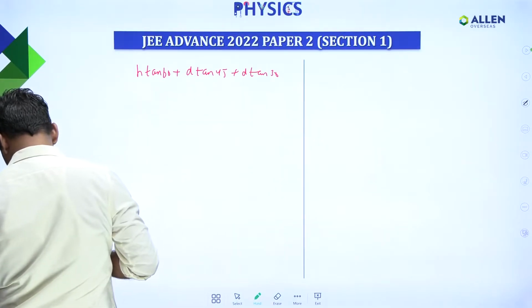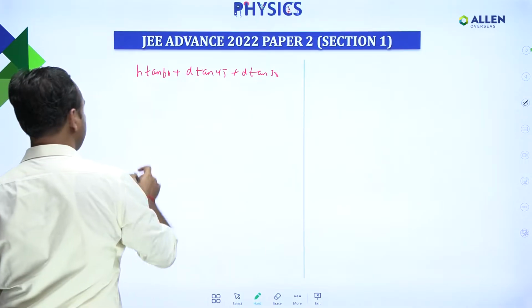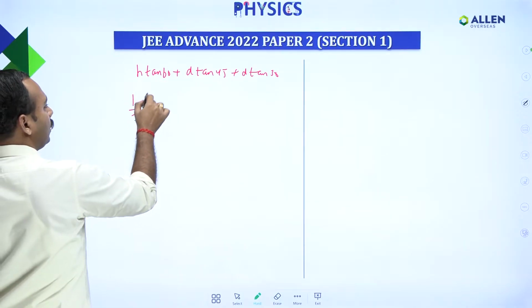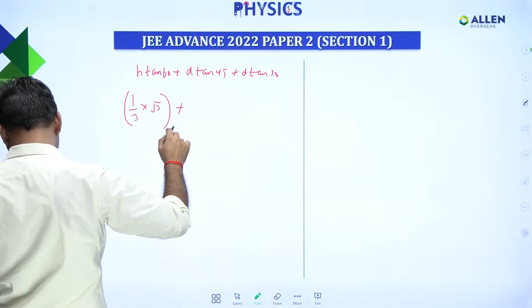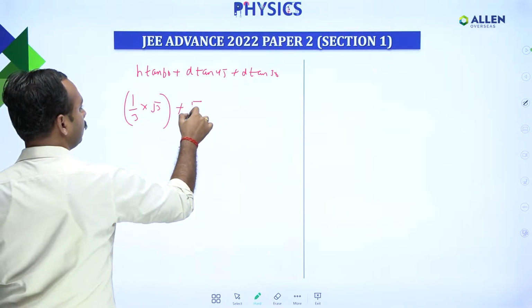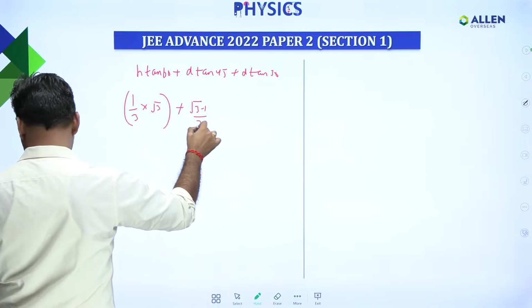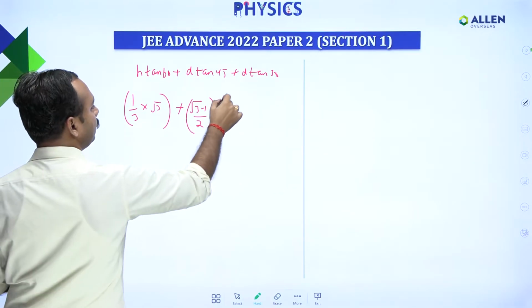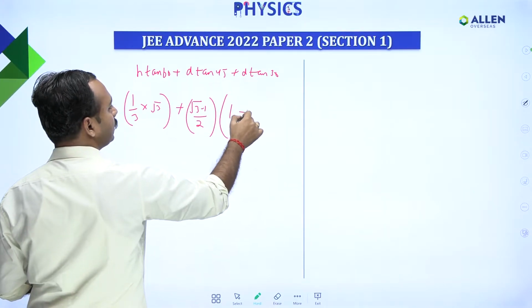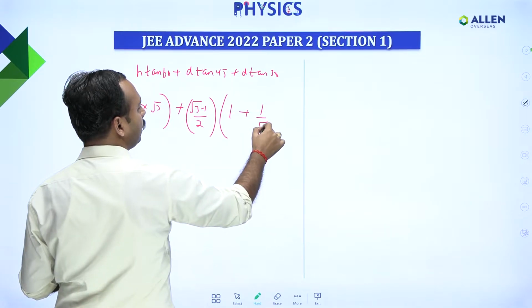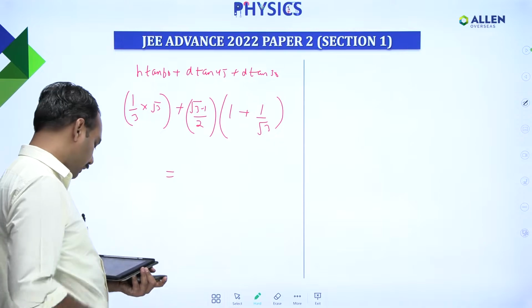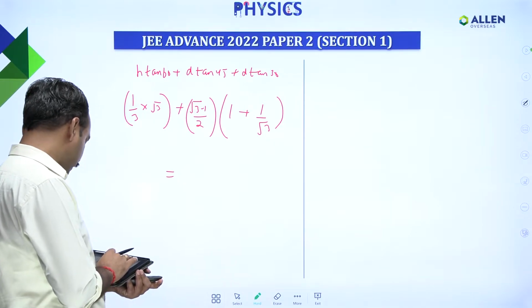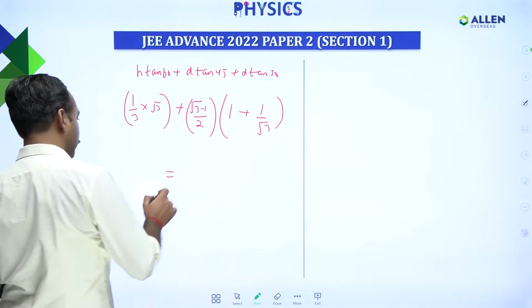H they have mentioned in the question, H is 1 by root 3 centimeter. 1060 is root 3. D they have mentioned root 3 minus 1 by 2. We take common 1045. 1045 is 1 plus 1030, that is 1 by root 3. This is the only first derivation getting provided, and the value which is coming out on solving is 4 root 3 by 6.